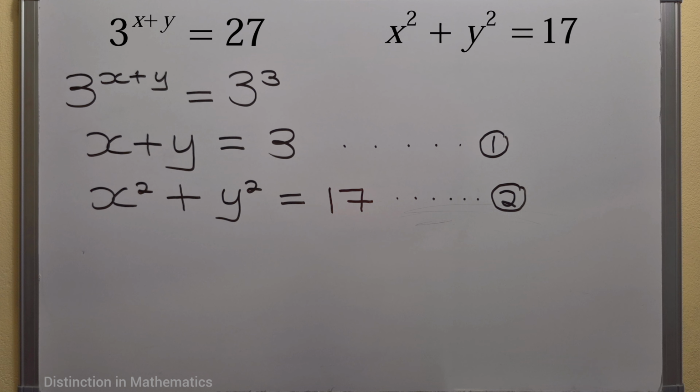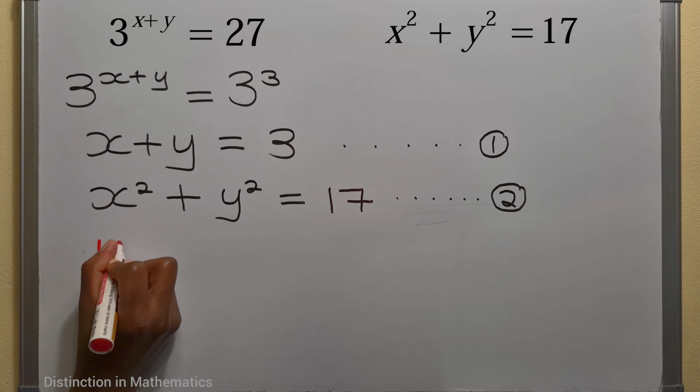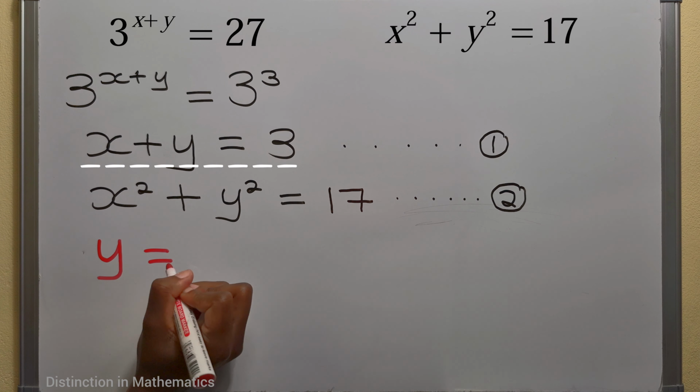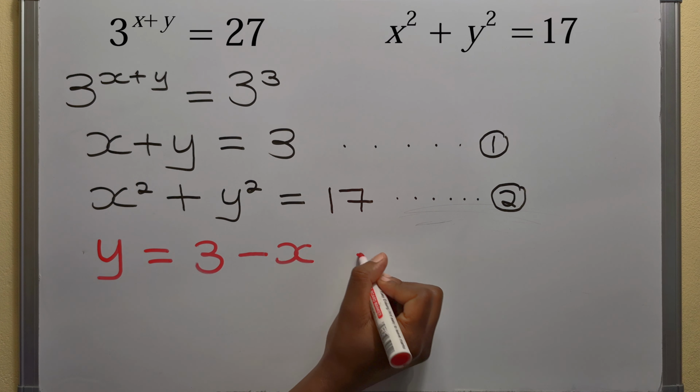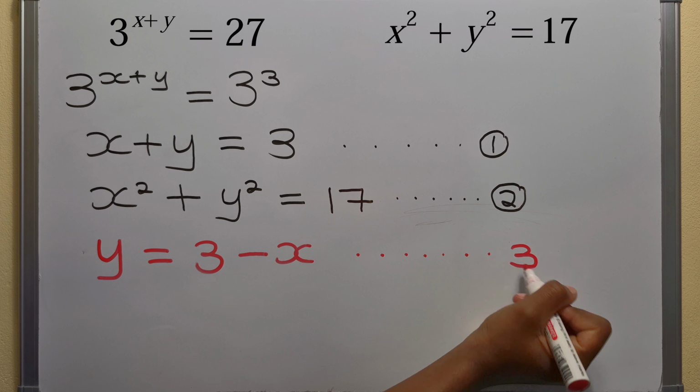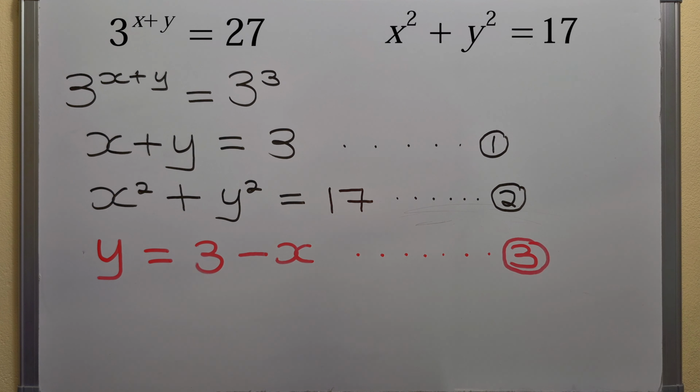The next step is to create equation 3. To do this, you take equation 1 and make y the subject of the formula and also label it equation 3. Now in other cases where you are given different equations, you can either use equation 1 or equation 2 to create equation 3. I am using equation 1 because it is easier to make y the subject of the formula in this case.